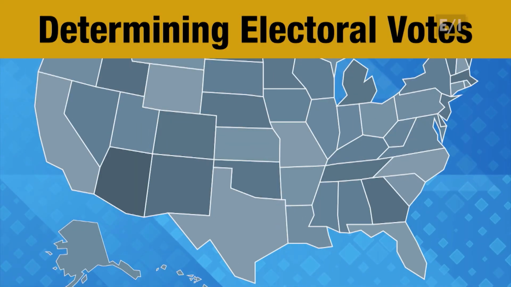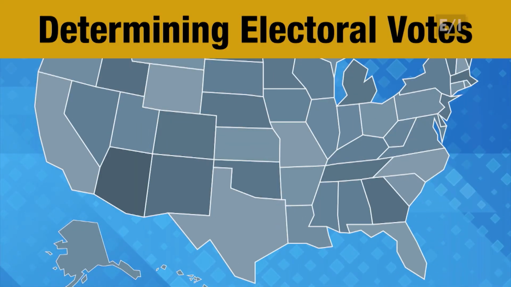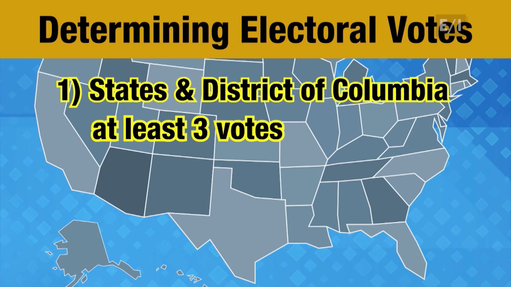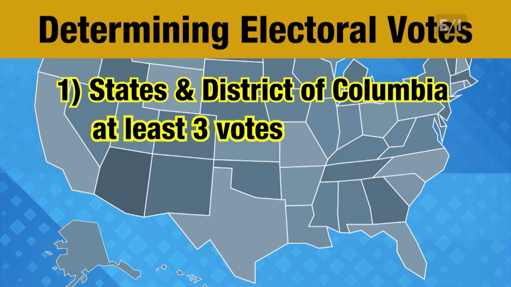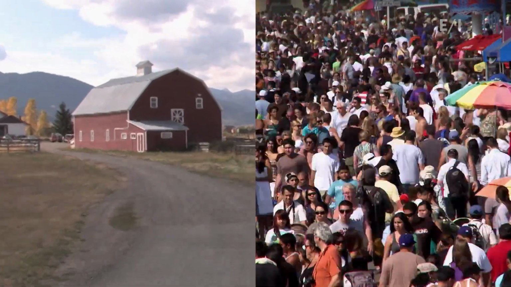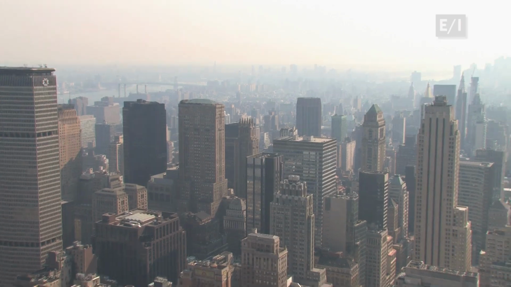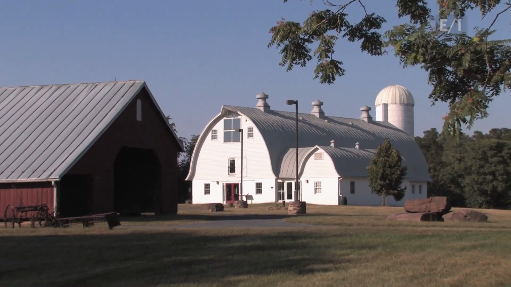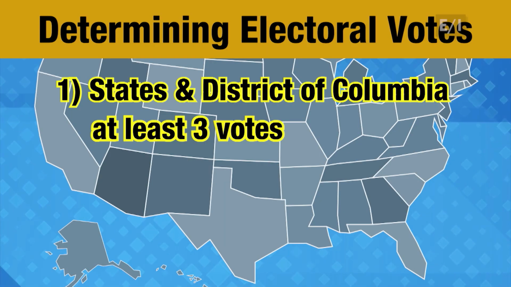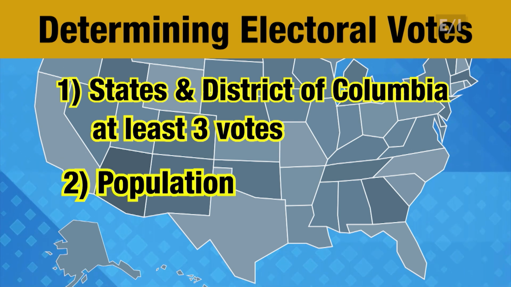The number of electoral votes each state gets depends on two things. First, every state, plus the District of Columbia, is guaranteed at least 3 electoral votes. The idea is to have each state have a certain weight. The focus for the founders was not letting the large states get more power than the small states. And that brings us to the second factor that determines how many electoral votes a state gets: population.